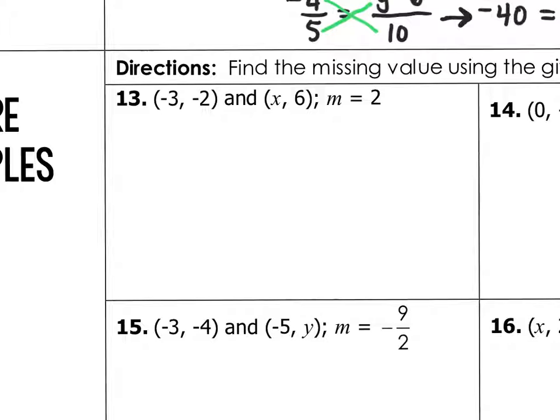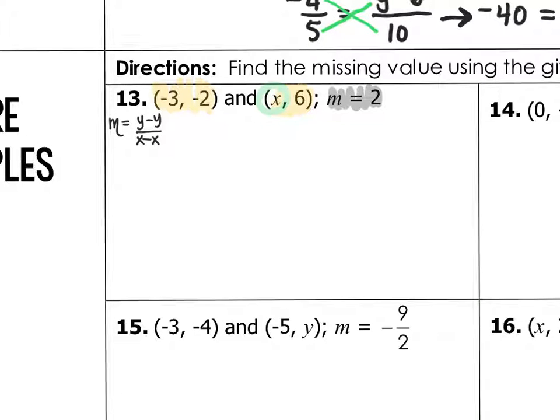Find the missing value using the given slope. So our given slope is 2. And here are the 2 points. And it looks like we are solving for a missing x. And that's okay. We're going to use the slope equation, m is equal to y minus y over x minus x. That slope equation is going to give us the relationship between these 2 points and this slope. And that relationship will help us find our missing value.